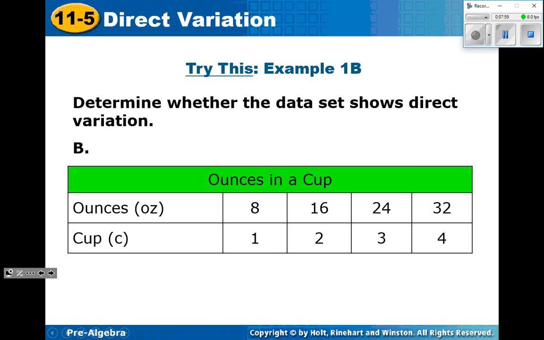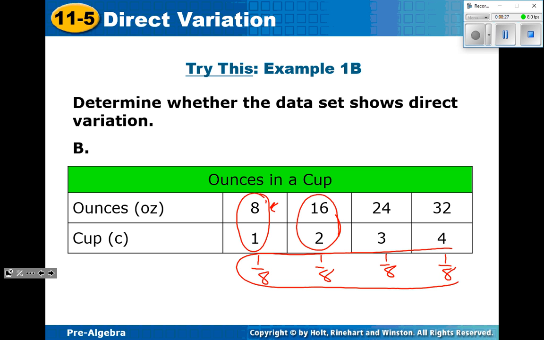This chart shows ounces in a cup. Clearly this is a constant thing. There are 8 ounces in 1 cup. 1 divided by 8 is 1/8. There are 16 ounces in 2 cups. This was 8 ounces in 1 cup, 16 ounces in 2 cups. 2 divided by 16, 1/8, 1/8, and 1/8. If this right here is true, then it does represent a direct variation equation.